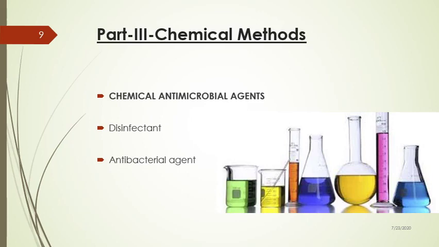Part 3. Chemical methods. Physical agents are generally used to sterilize objects. Chemicals, on the other hand, are more often employed in disinfection and antisepsis. The proper use of chemical agents is essential to laboratory and hospital safety. Chemicals are also employed to prevent microbial growth in food, and certain chemicals are used to treat infectious diseases.